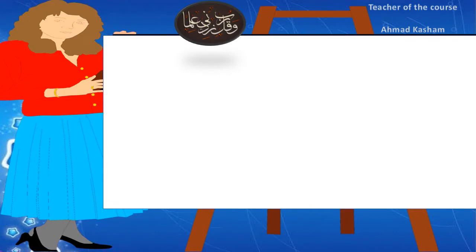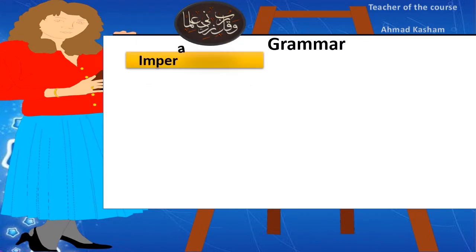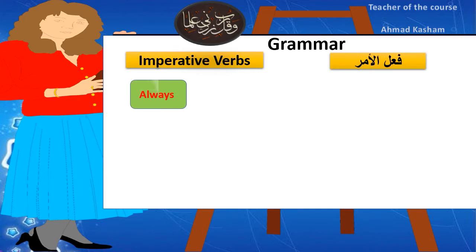For grammar, my students, we don't have something new. It's just something repeated from the previous lessons. Imperative verbs. Imperative verbs in Arabic فعل الأمر. And what do we have new about this rule? Now, we are going to use the imperative verbs with always and with never. Let's take some examples. طلابي الأعزاء، نحن راح نستعمل فعل الأمر باستخدام always و never، وذلك لتقوية المعنى.